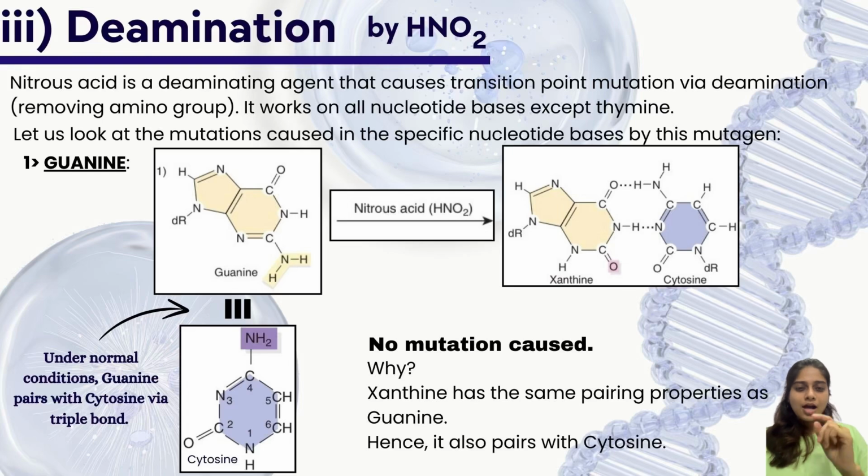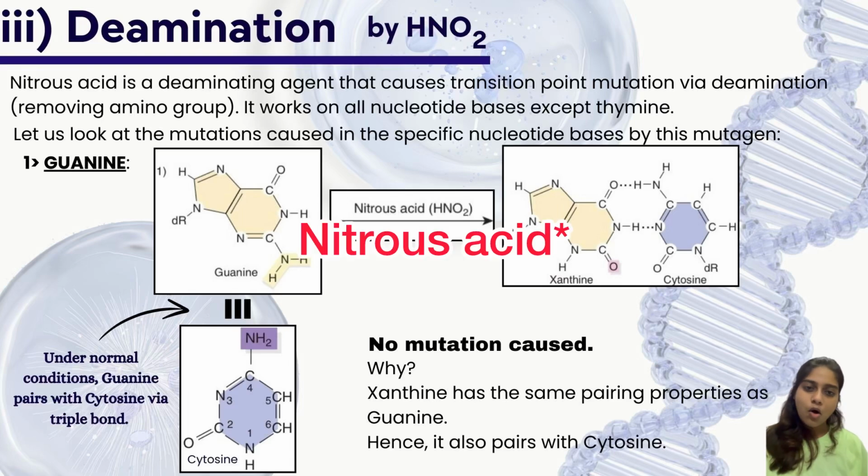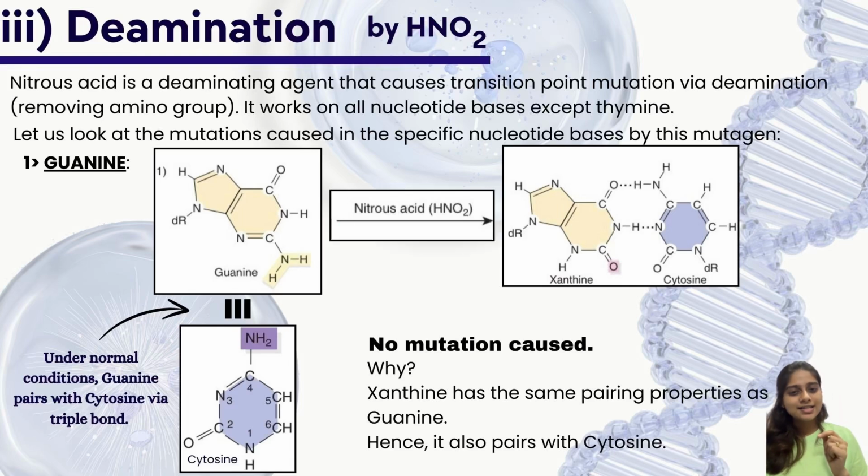Our third and last mode of action is deamination as discussed in the hydroxylation process. So deamination is removal of NH2 group from a chemical structure. Under deamination, we have 3 bases. So we will dissect these 3 reactions separately. For this deamination reaction, our chemical mutagen is HNO2 or nitrous oxide. Deamination is caused in guanine, cytosine and adenine. It is not caused in thymine.